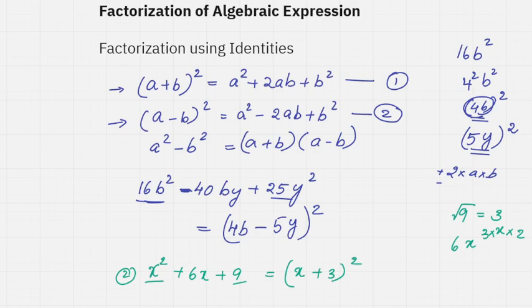Why is it plus here? Because 6x is positive. Since 6x is positive, our 2ab is positive. So we will go for the first identity and you will get the answer as x plus 3 the whole square.